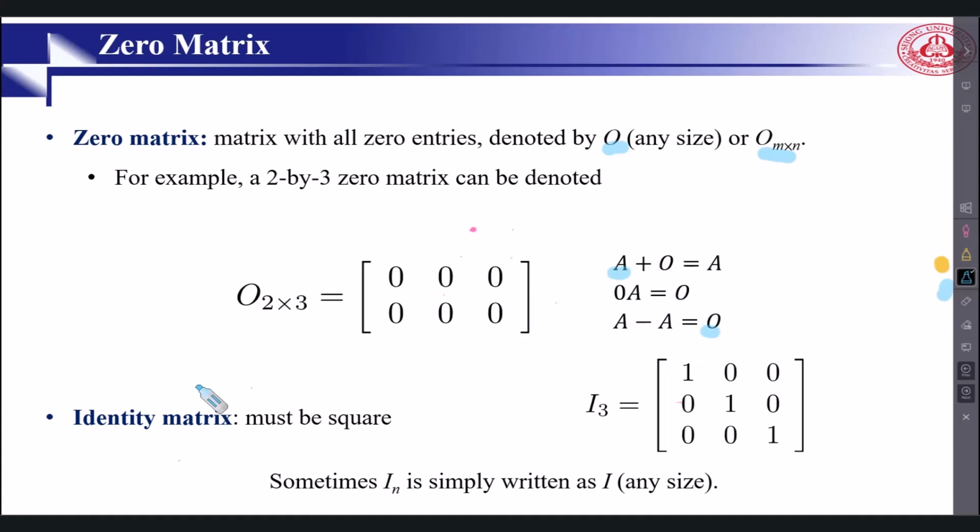The next one is the identity matrix. The identity matrix is a square matrix where the diagonal elements are 1. You can see here, it means a_ij where i is equal to j. So 1 and 1, 2 and 2, 3 and 3, 4 and 4, all are 1. This is why we call it the identity matrix.